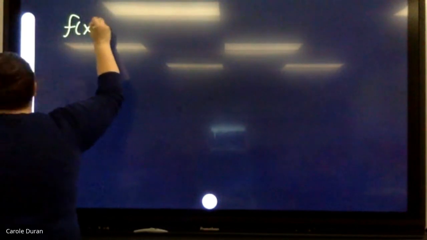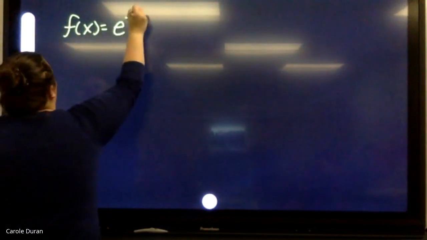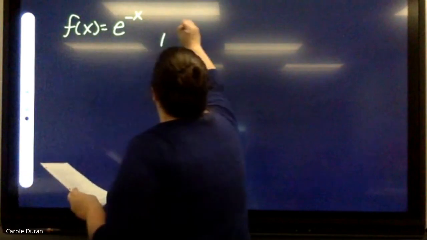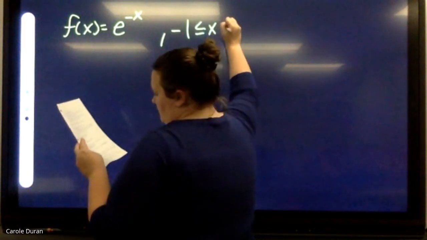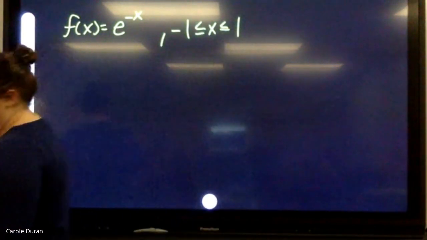And it is f of x equals e to the -x, and it's on the interval -1 to 1.